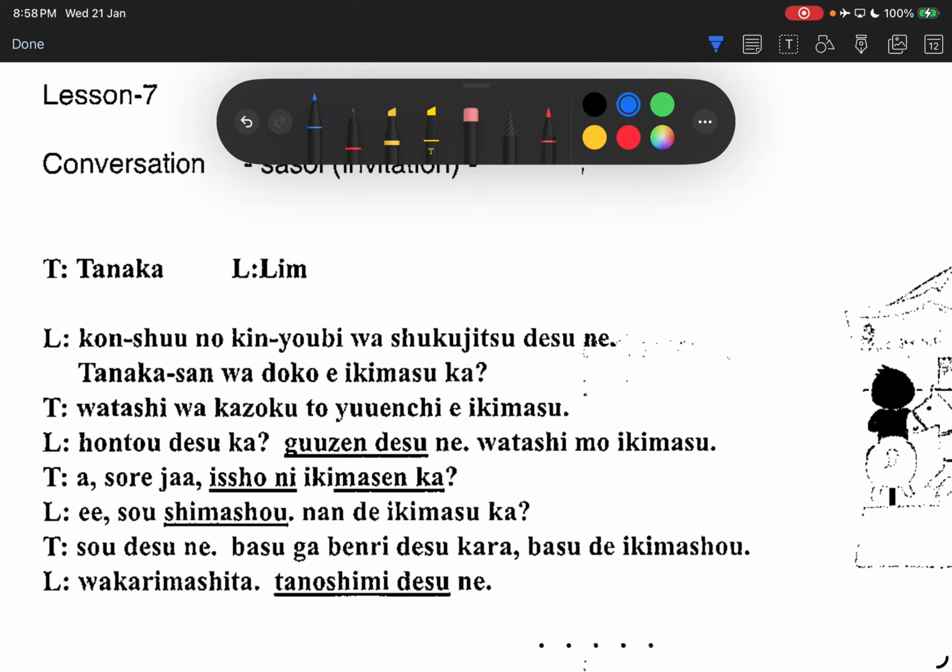So 祝日 here, want to guess what it is? Okay lah, a bit hard to guess. Basically it means PH lah. Public holiday. The word shuku means blessing, and jitsu means day. So blessing day lah, which means public holiday lah. Okay, shuku jitsu, blessing holiday.